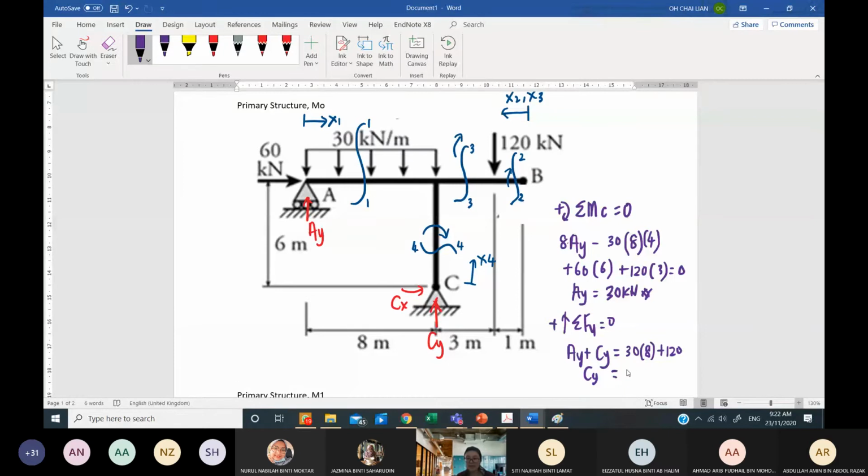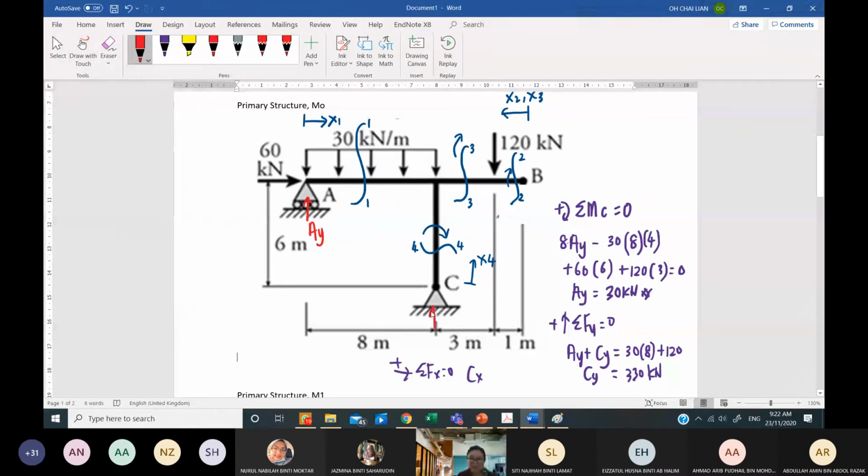So 330, am I right? Yes. Okay, so now I have to find the CX. So my CX is 60 kilonewton. Okay, but to make sure you understand properly, I just put it like this, because I don't like this way. I want to change my arrow. Can I change? I cannot. Oh my goodness.